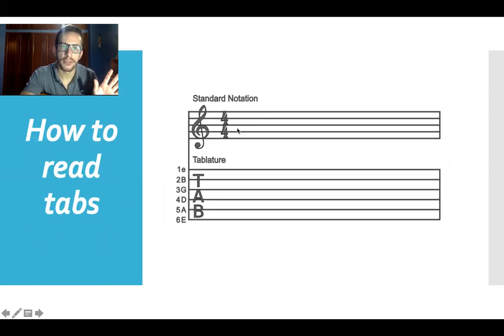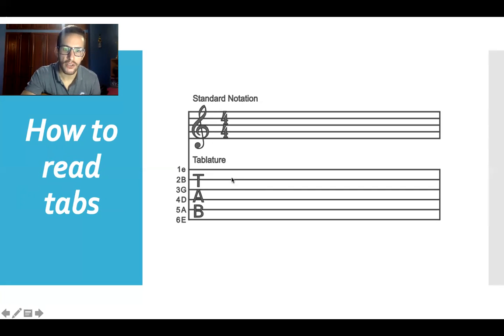Here we have on the top standard notation where you have the music staff, you have the treble clef, you have the time signature. Here you will put the notes on the lines and the spaces and everything else. Okay, that is standard notation. But tablature or tab is going to be this.